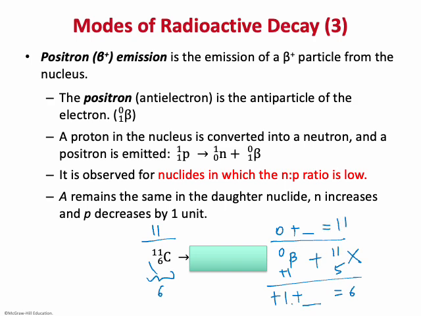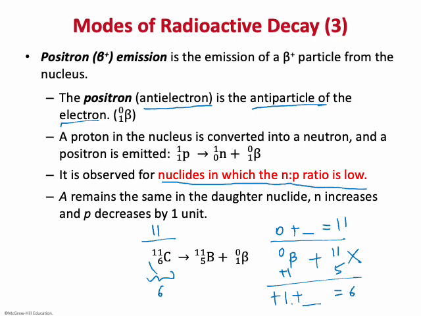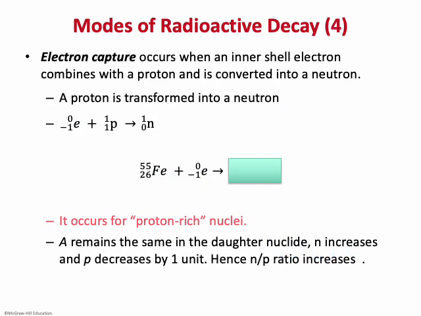So what is the element that has atomic number of 5? It is boron. So it's 5, 11. Okay, this is a positron. It is also called an anti-electron because it's basically oppositely charged to an electron and is the anti-particle of an electron. It is usually observed in the nuclides in which the N to P ratio is low. If your neutron to proton ratio is low, that's when the nucleus will usually decay by positron emission.